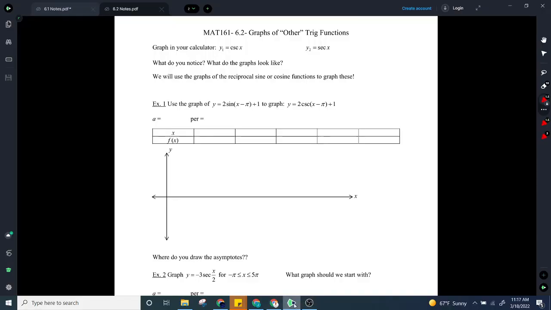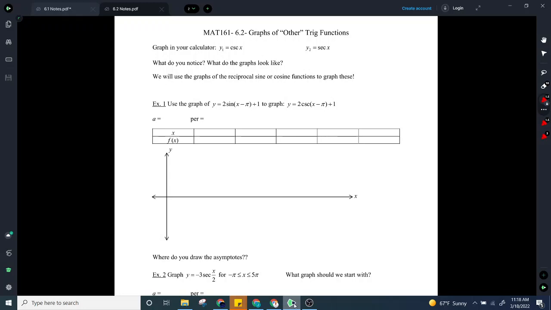All right, let's take a look at the other four trig function graphs. So I'm going to start with secant and cosecant. And what I want you to remember is that secant and cosecant are the reciprocals of sine and cosine. And so if we can graph sine and cosine, we can graph secant and cosecant pretty easily.